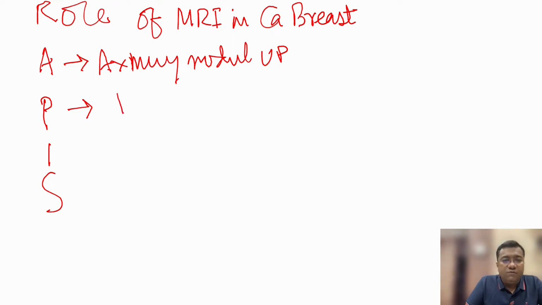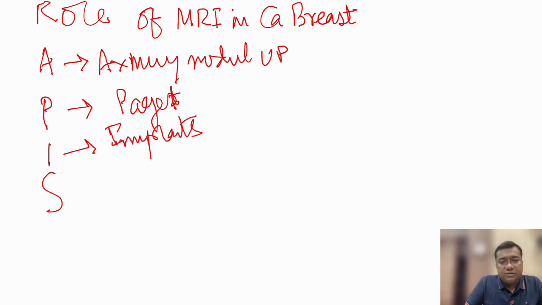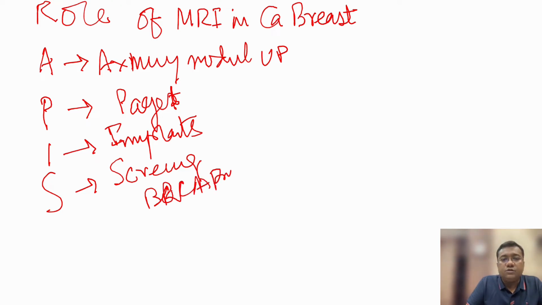Then P for Paget's disease, because we know most of the patients of Paget's disease are either harboring DCIS or an invasive carcinoma inside the nipple. I stands for patients with implants. S stands for screening. Screening of whom? Screening of young individuals with high risk features like BRCA positive. Okay, so these are the diagnostic indications of MRI.